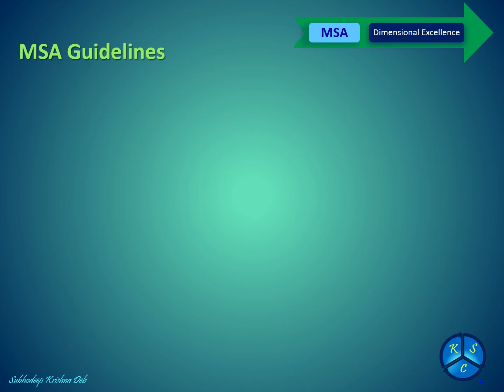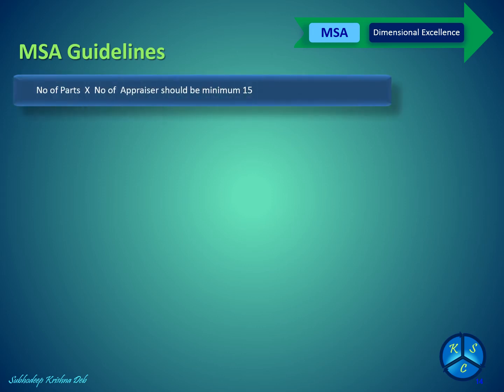Now we will again brush up the guidelines that we have understood in the previous phase, along with the tools that we have studied. We will just go through them because these are very important. The number of parts into number of appraisals should be minimum 15. In many cases, it may so happen that we are unable to collect 10 parts or 10 samples or the 3 appraisals, something like that.